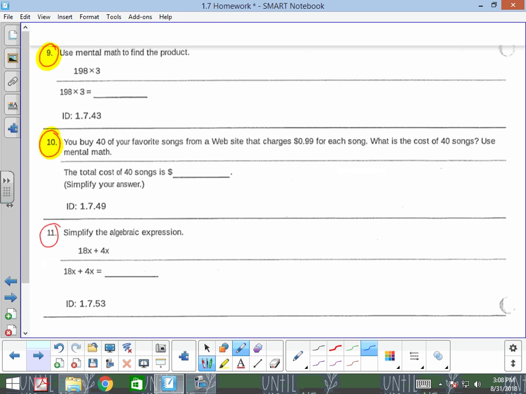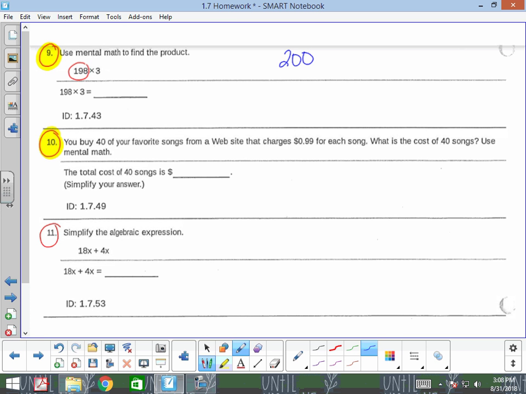All right, number 9 and 10. These are the ones from the video earlier. And I want you to show your work that I showed you on the video. So let's go through that again. First, let's look at the number that's being multiplied by 3. That number 198, the multiple of 10 that it's closest to is 200. So I'm going to take 198 and write down 200.